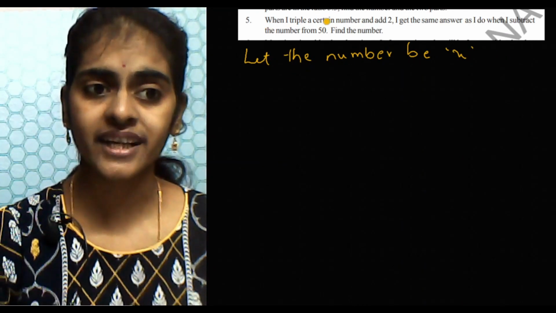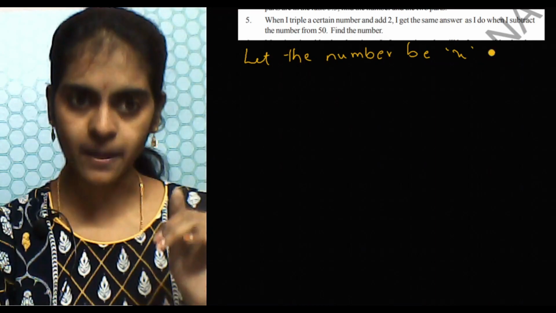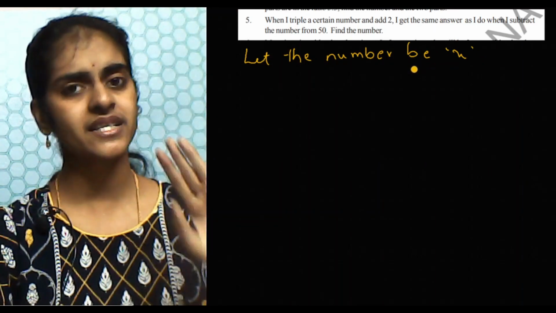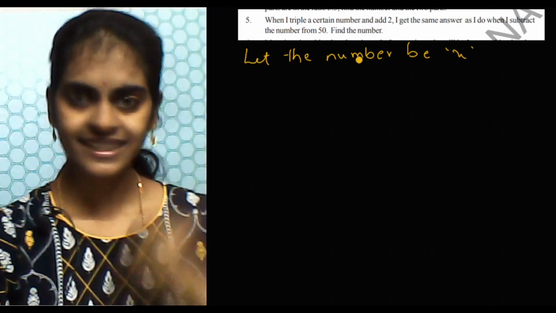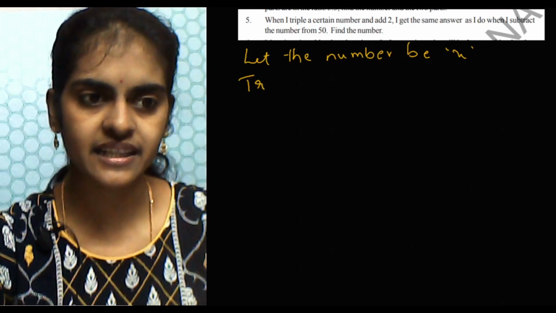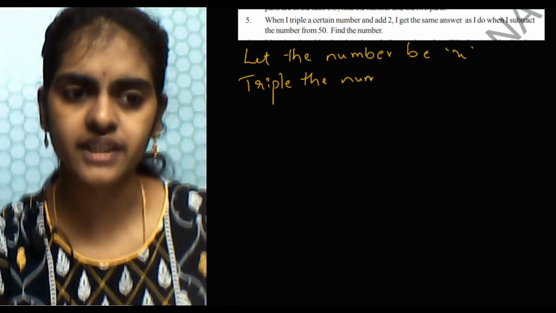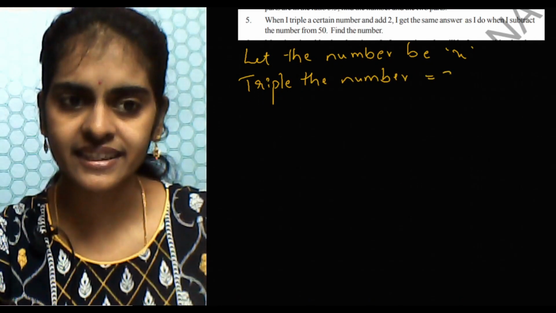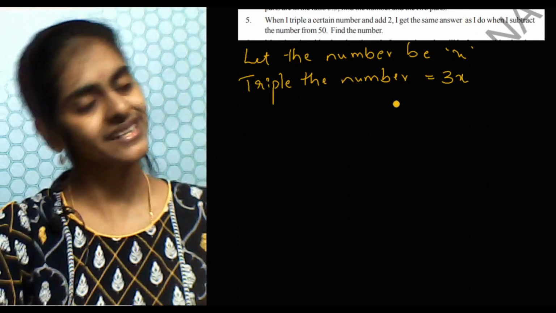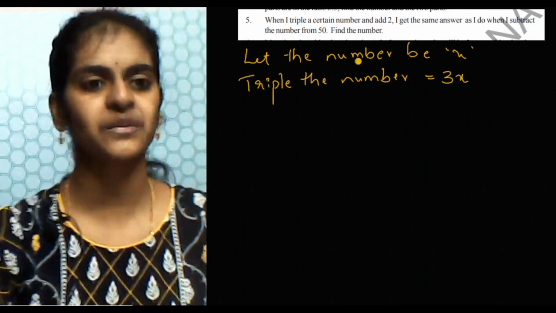Now just see, when I triple a certain number, I am multiplying it how many times? 3 times. So let me write it here. Triple the number will be what? Triple the number will be 3 times x. It is nothing but 3 multiplied by x, 3x.